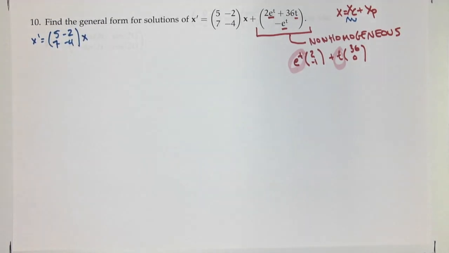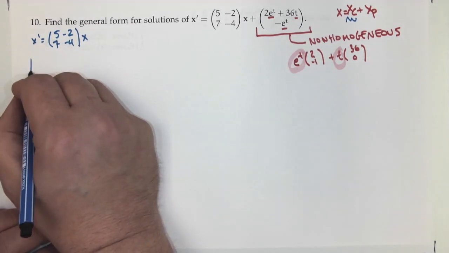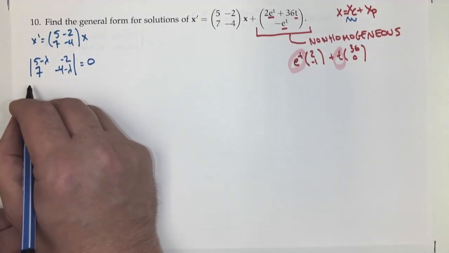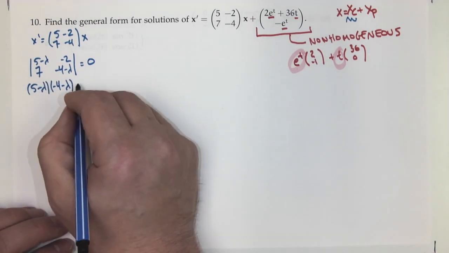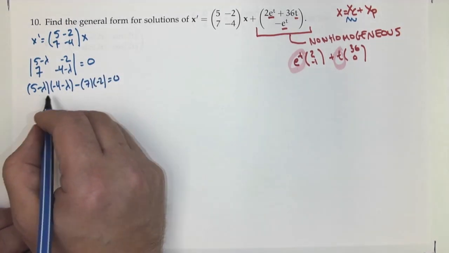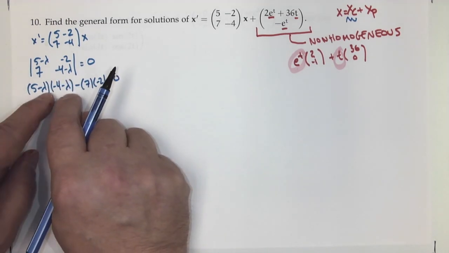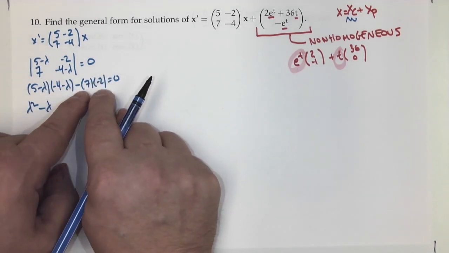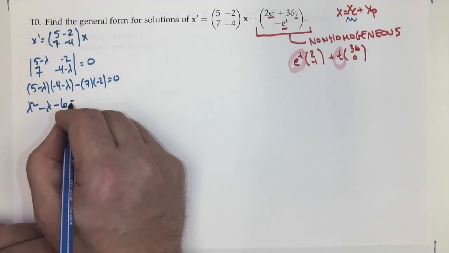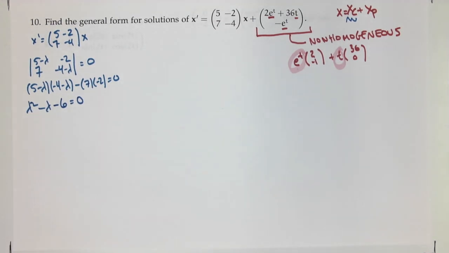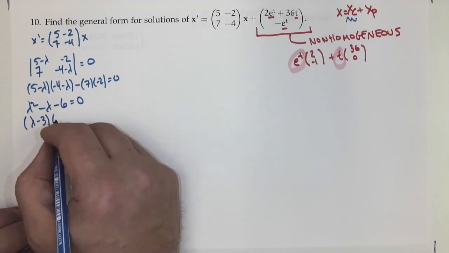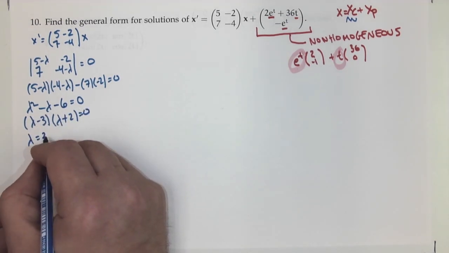And let's see what happens here. So x prime is [5, -2; 7, -4] x. For this, we start by looking for the eigenvalues. So we have 5 minus lambda, minus 2, 7, minus 4 minus lambda. Take that determinant, set it equal to 0. 5 minus lambda times minus 4 minus lambda, subtract 7 times minus 2. We'll get a lambda squared. Then we'll have a minus 5 lambda plus 4 lambda, so that's minus lambda. Minus 20, plus 14. This makes minus 6. Does lambda squared minus lambda minus 6 equals 0 factor? Yes. What does it factor as? Negative 3, plus 2. So our eigenvalues are 3 and negative 2.